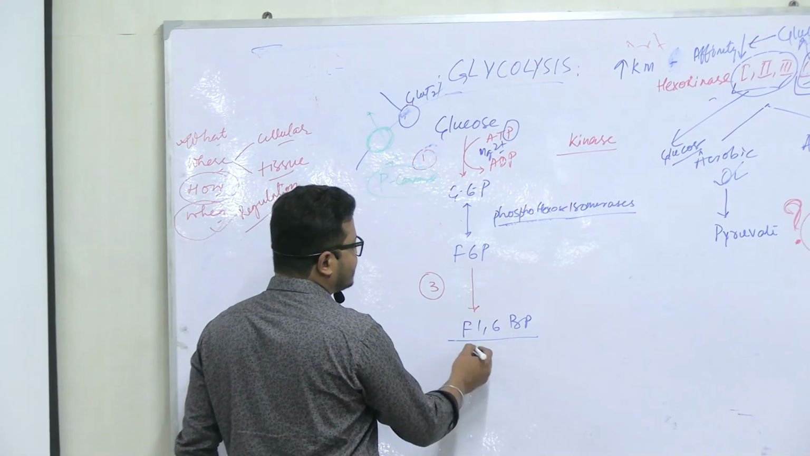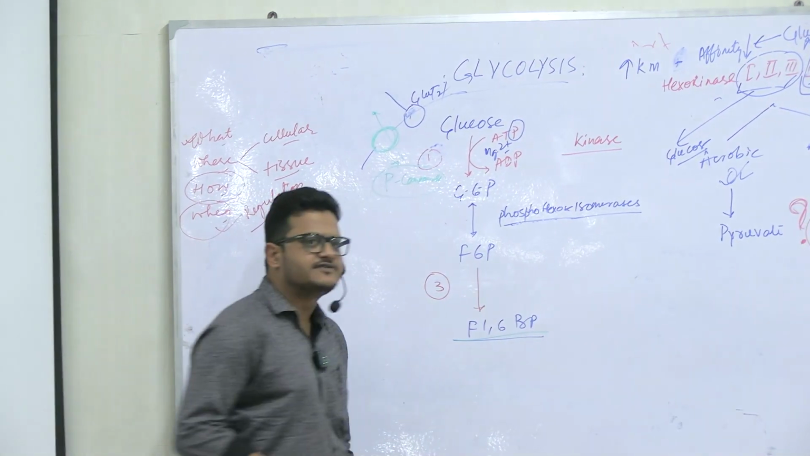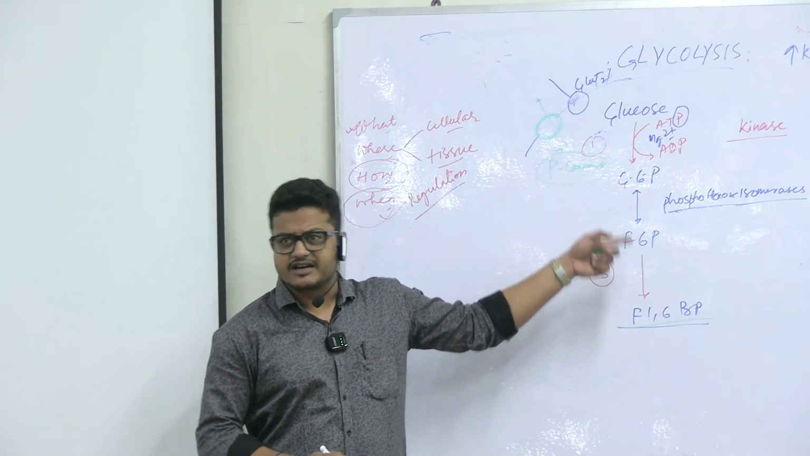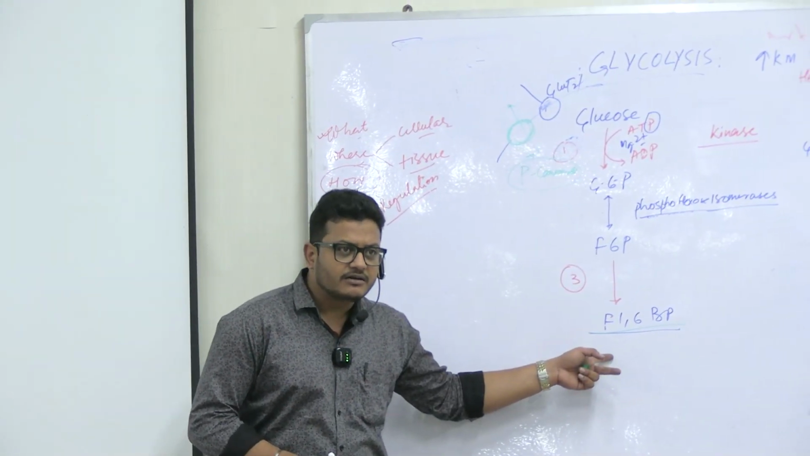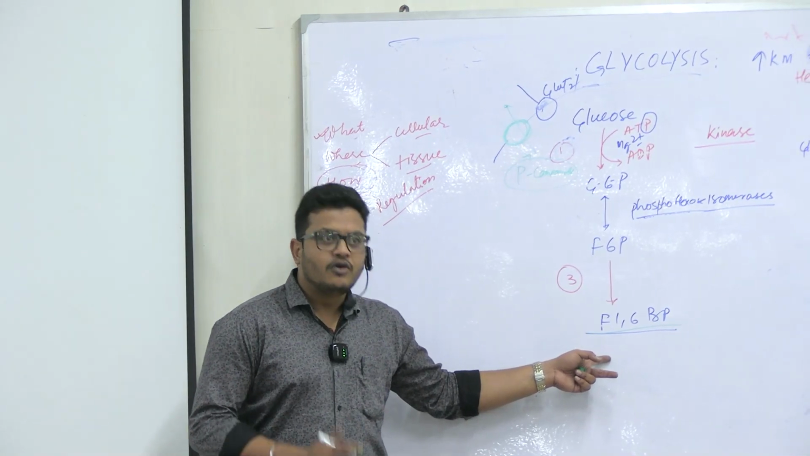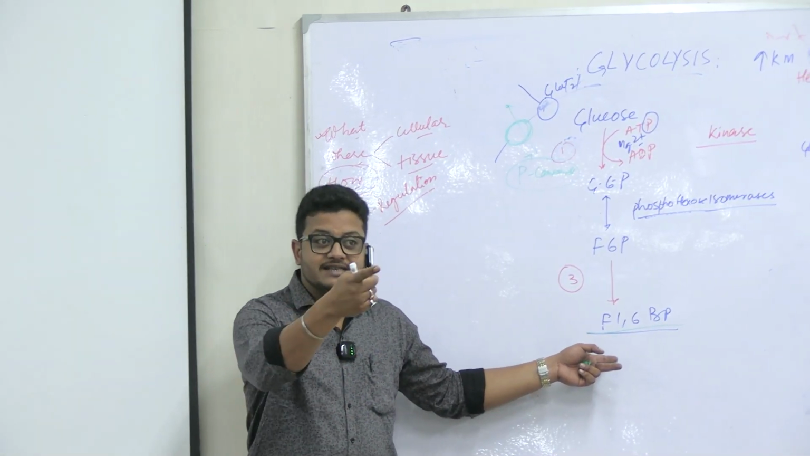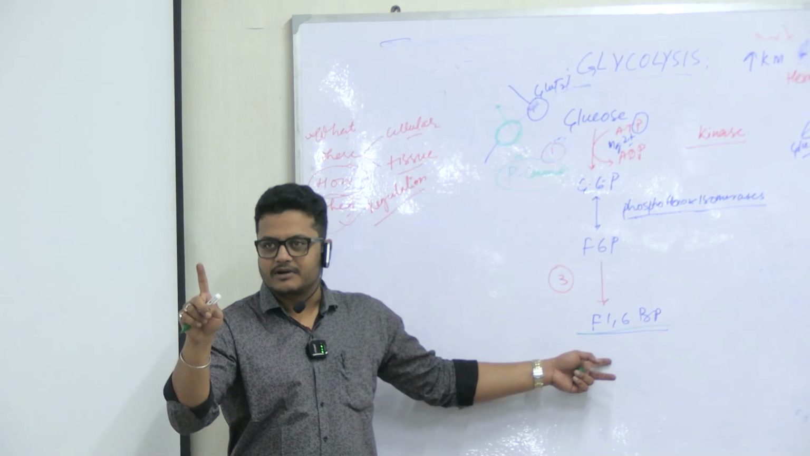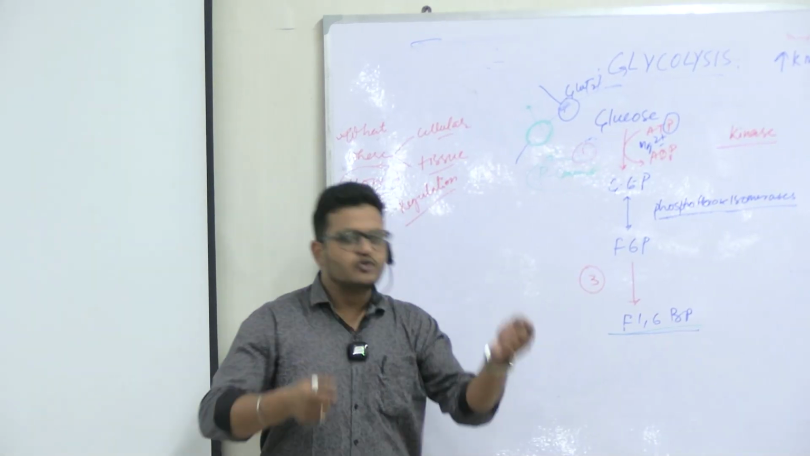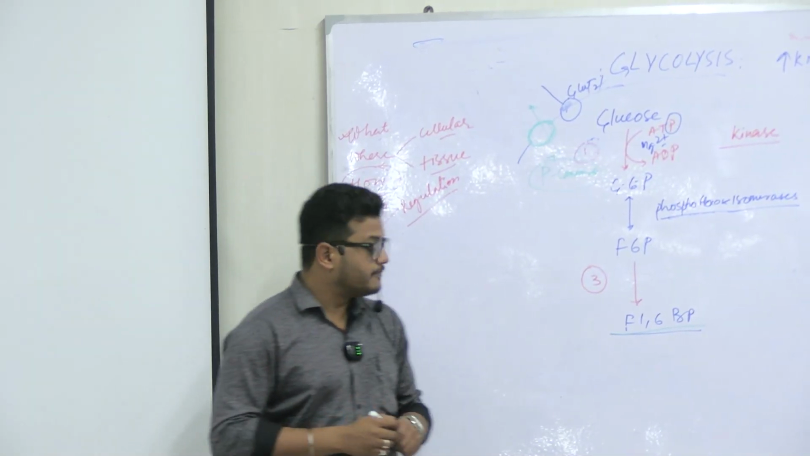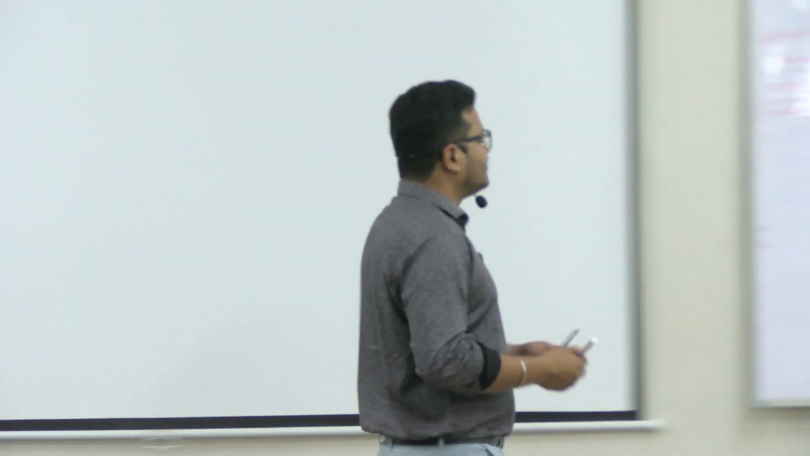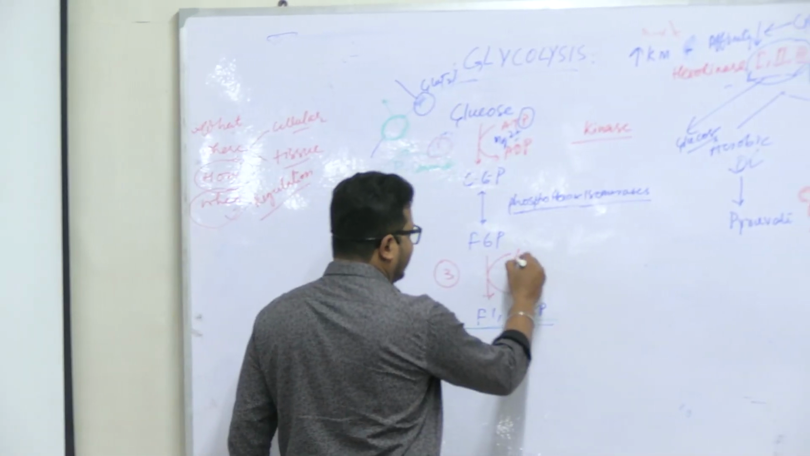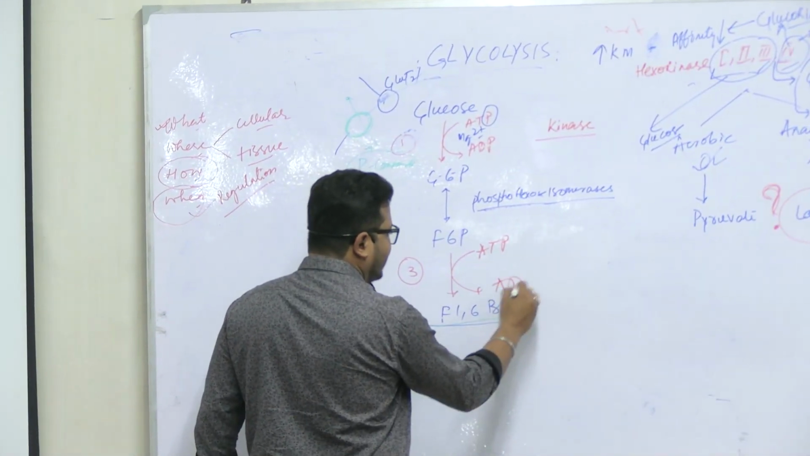Fructose 6-phosphate is converted to fructose 1,6-bisphosphate. What is the difference between substrate and product? One more phosphate group is added. First carbon, phosphate group added. Who should be the donor of the phosphate group? ATP. Fine. 1 ATP is going to convert into ADP.